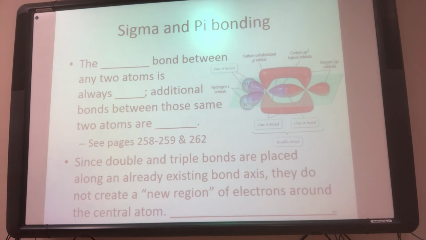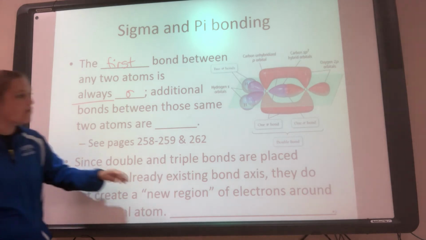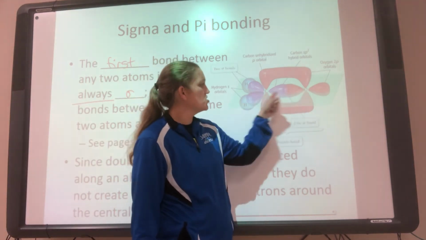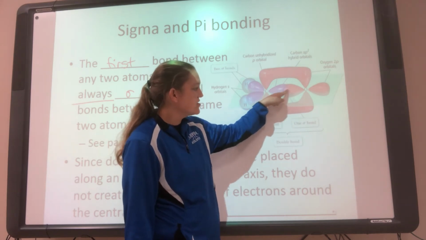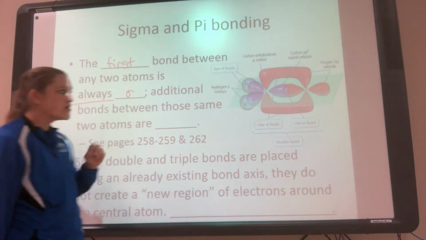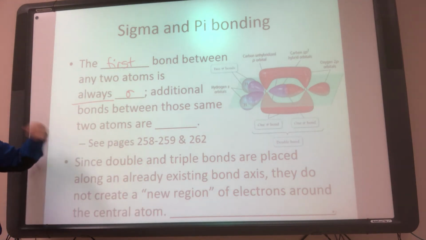The very first bond between any two atoms is always going to be a sigma. So the very, very first one, see, here's my carbon, here's my oxygen, they're going to come together to make a bond. That very, very first bond is going to be a sigma bond. So the first bond is always a sigma bond. If they do another bond, say they do make a double bond or something like that, the next bond between those same two atoms is going to be a pi bond. So the first one is sigma, the second is pi.